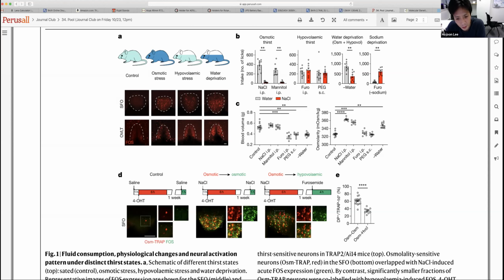Also, while I was reading this, I saw that they were using the cell signaling antibody for CFOS. I'm thinking that we should get this. You know why? Because the CFOS antibody that they're using is a rabbit, right?